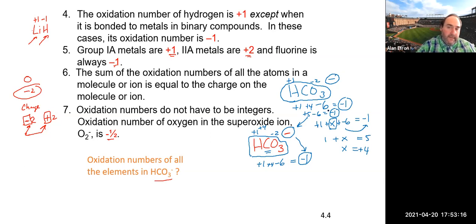Now, it's important how you write the answer, because it's very common people will screw this part up as well. When you're asked a question like this, the hydrogen oxidation state should be +1, again with the charge. The carbon's oxidation state should be +4, again with the charge. And oxygen's oxidation state should be -2, again with the charge.